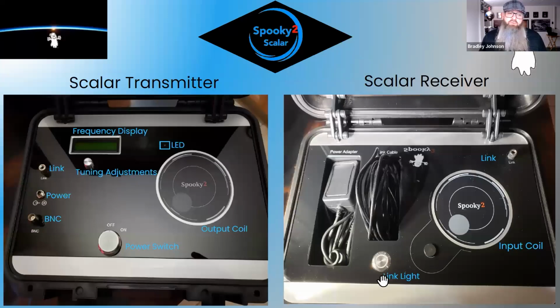Now, this also has what we call a link light. This is not designed to be kept on, and we'll talk about this, but it is really just designed to prove that your scalar fields are aligned and everything is set up right. But once you have that set up, remember to always turn that off because you don't want it to burn the light out. Okay, so this is technically what comes inside the case when you order a Spooky2 scalar.